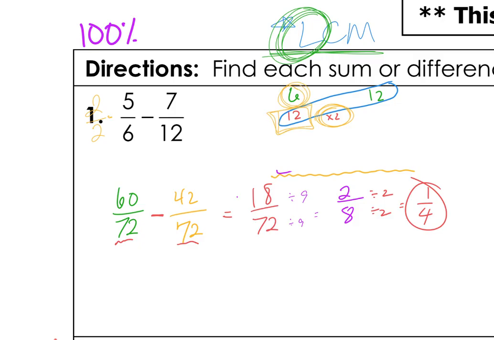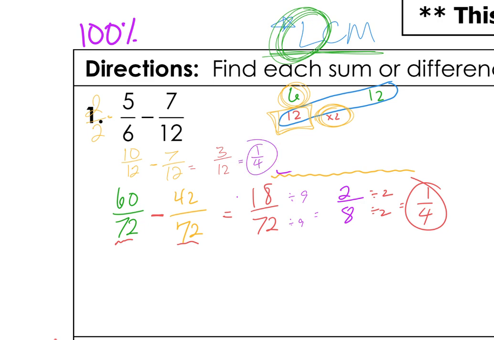So I now get 10 twelfths minus 7 twelfths. How'd I get that? 2 times 5 is 10. 2 times 6 is 12. 7 twelfths didn't change. Check this out. 10 minus 7 is... okay, I don't know what happened to me just there. 10 minus 7 is 3. 3 twelfths. I divide both of those by 3 and I get 1/4.